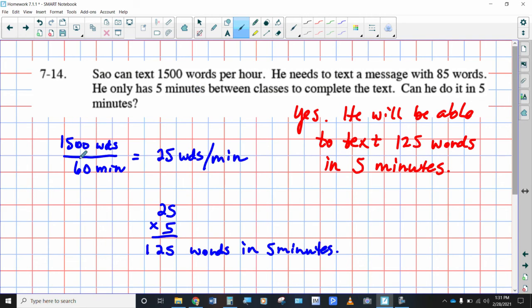Well, I would change this to a number of words per minute. So 1,500 words in an hour is 1,500 words in 60 minutes. And when you take 1,500 divided by 60, that tells you the unit rate is 25 words per minute. So in 5 minutes, he would be able to text 125 words. So yes, he has enough time to complete this task, which I'm sure is extremely important.